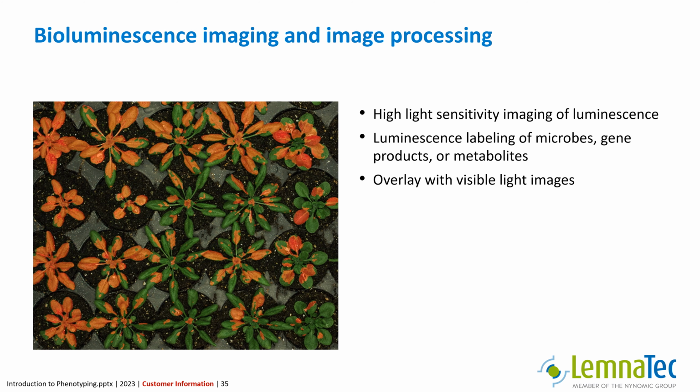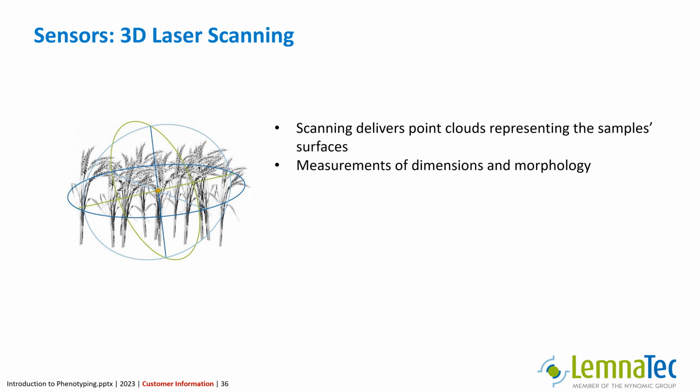In bioluminescence imaging, luminescence is detected with a high-sensitivity camera. Luminescence functions are, for instance, used for labeling microbes or gene products and metabolites. The luminescence images can be overlaid with visible light images to combine luminescence signals with phenotypic properties. Laser scanners provide point clouds corresponding to the sample surfaces. They can be used to calculate dimensions and morphology of the samples.